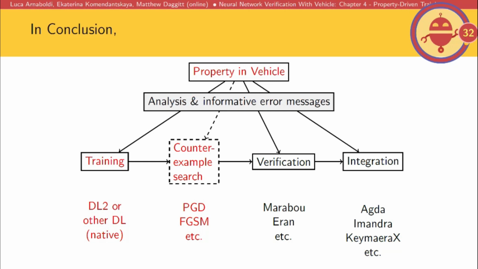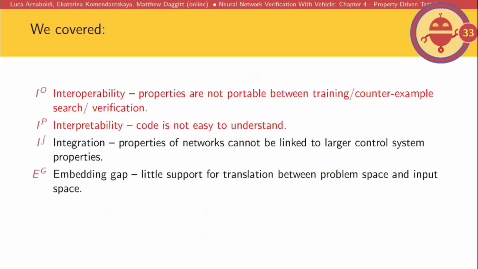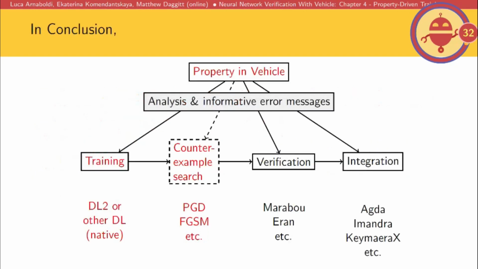Okay, so you have now seen training and counterexample search. And this now encourages interoperability. So there's a single control center to control both verification and training, and that's our property specification that's been typed and cleaned of all errors.